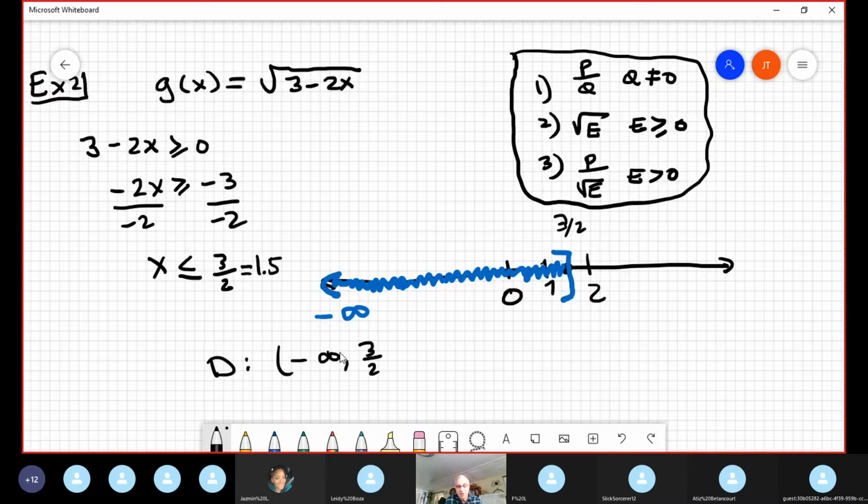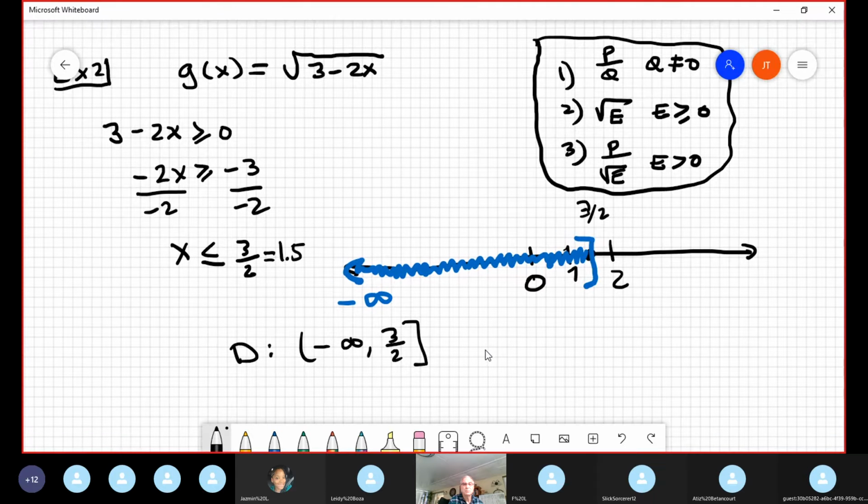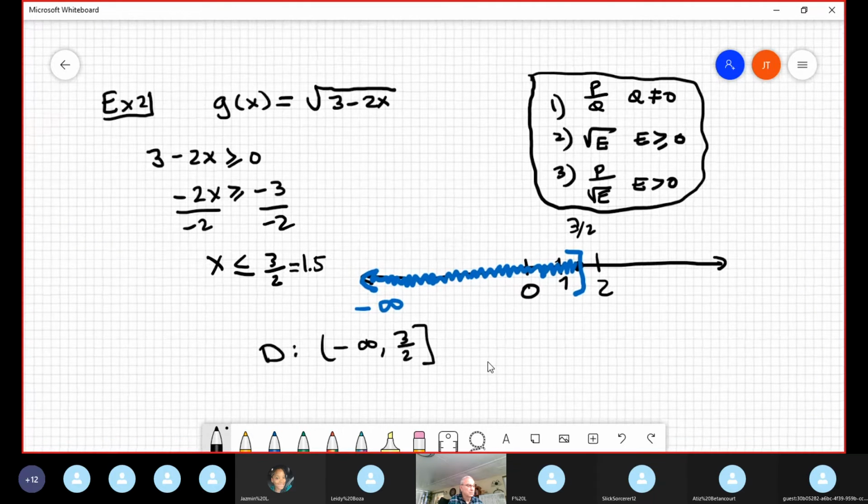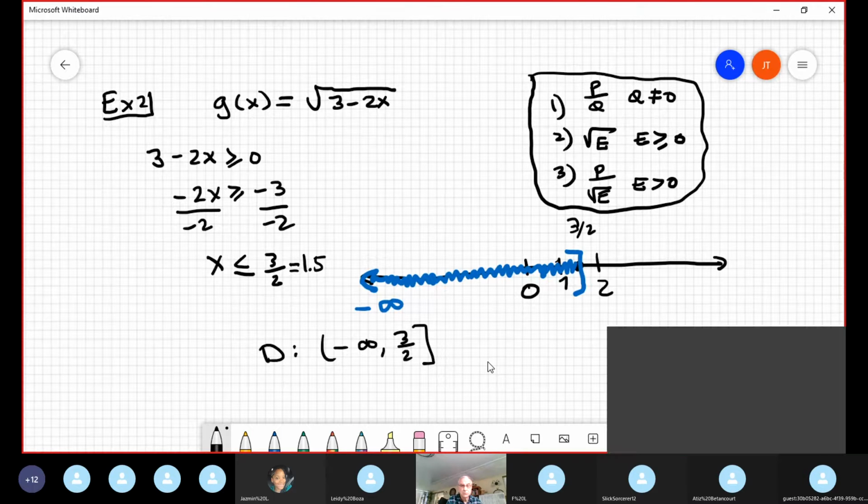3/2 or 1.5, either way, using fraction or using this. Here, bracket. End of story. Any question? Was it easy or not? Good, very good. Andreina. Okay, let's go to example 3.